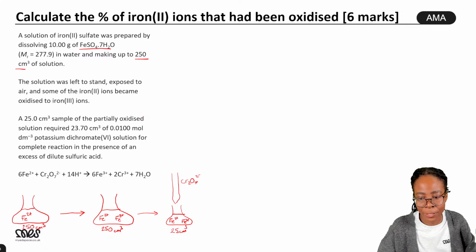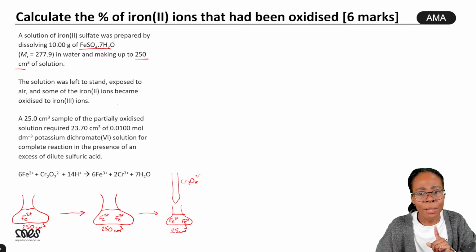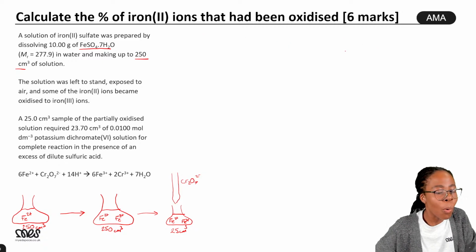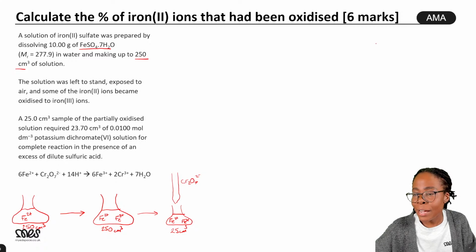Now we can start to figure out what we need. What do we want? The percentage of iron 2 ions that has been oxidized. To find out the percentage of iron 2 ions that had been oxidized, what do we need?